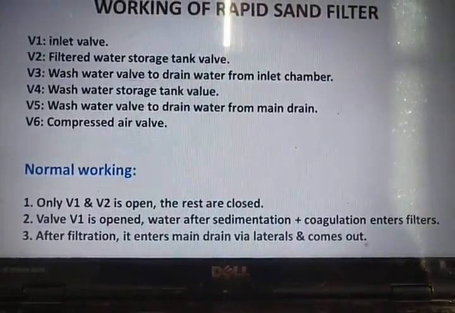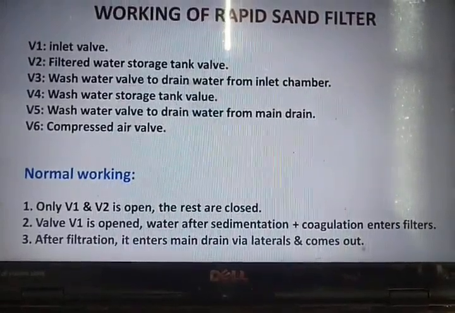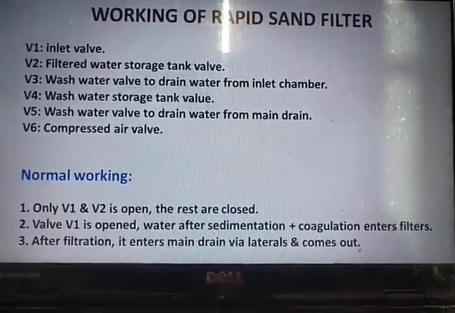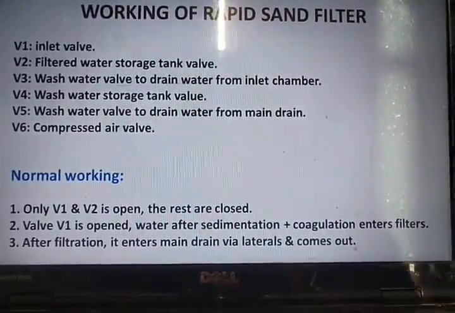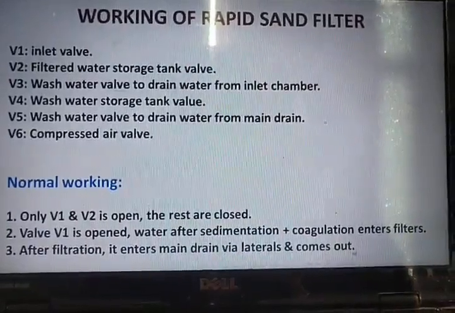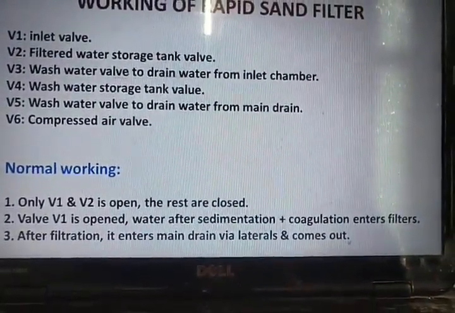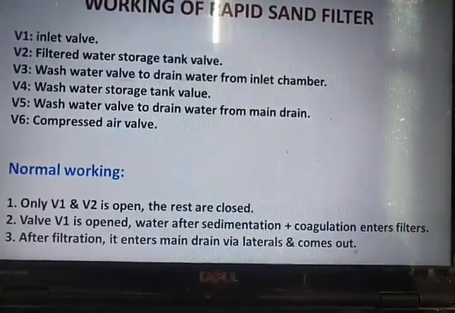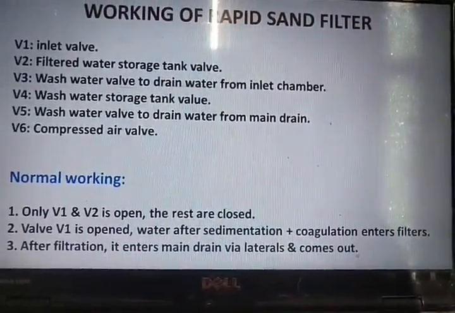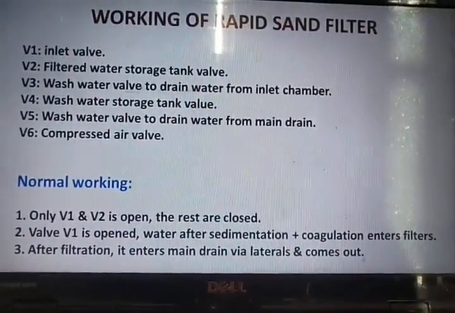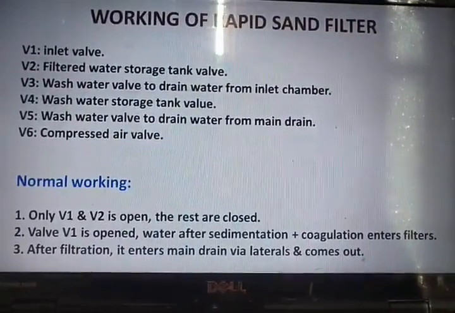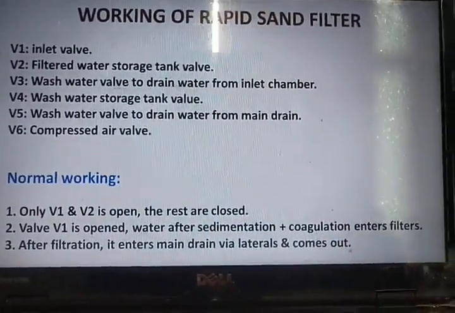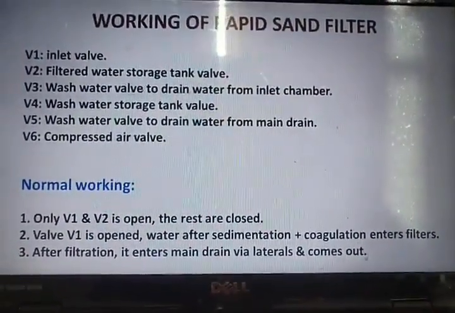Unlike the slow sand filter, V1 is the inlet valve and V2 is the outlet valve. Water comes in from the inlet, gets treated in the filter system, and then goes out from valve V2. So valve V1 is open. Water after sedimentation and coagulation enters the filter. That is, after the clarification process, water is let into the filter system. After filtration, the water enters the main drain through the laterals, and it goes for the next treatment unit, that is disinfection.